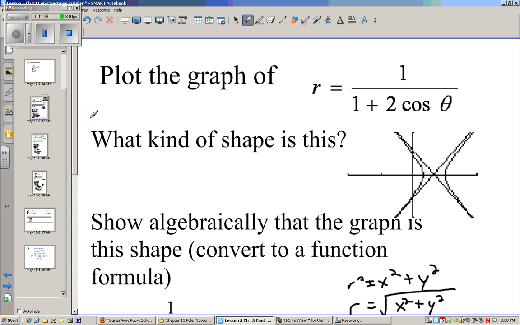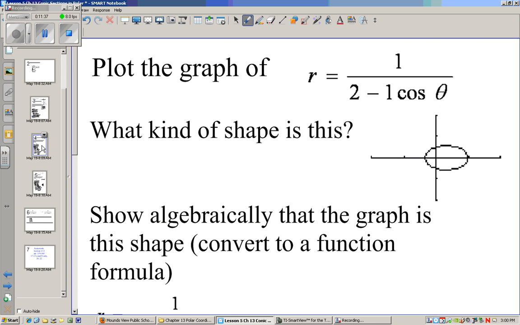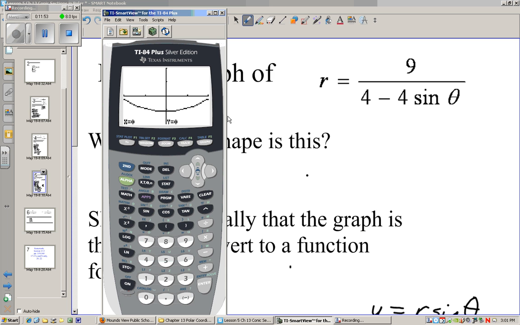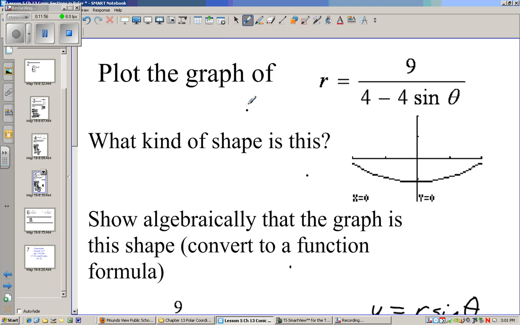In this graph, 2 is bigger than 1, and we got a hyperbola. In this graph, this 2 is bigger than that one, and we got an ellipse. When they were equal, we had a parabola.